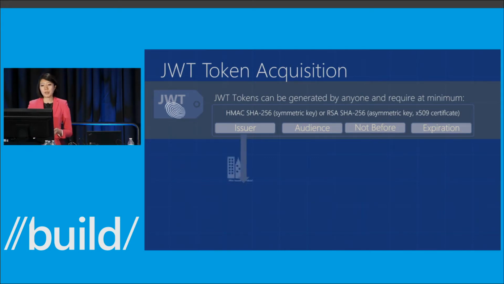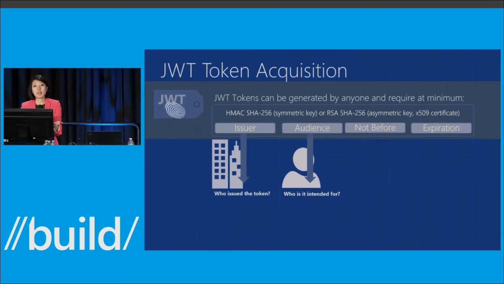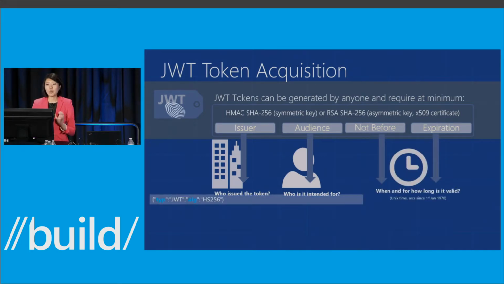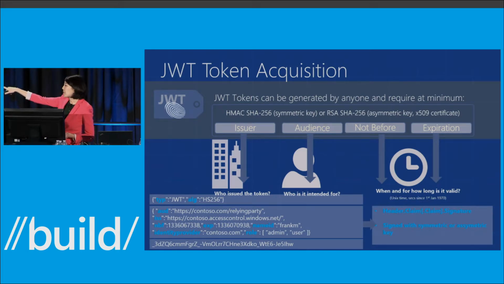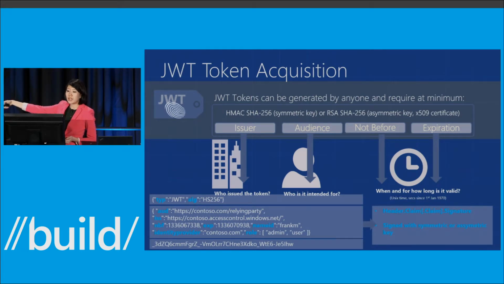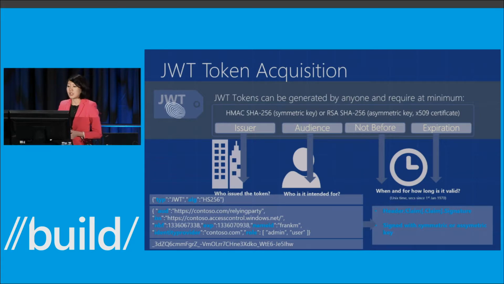And issuer represents who issued the token. And the audience is your player domain, basically. And not before and the expiration define for how long you want the token to be valid. And the token looks like this. It's an XML or JSON file. And you can sign the token, which means you're doing an HMAC or RSA to sign the token with your symmetric key or asymmetric key. And you send us the token and the signature so we know how to verify you.